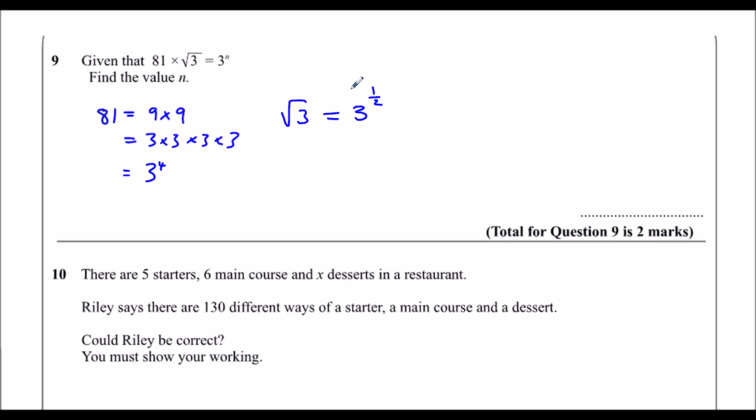So what we have here is 3 to the power of 4 times 3 to the power of a half. When we multiply indices, we add the powers. So we've got 3 to the power of 4.5, or 9 over 2. Any of those, 3 to the power of, I'll put 4.5. So n is 4.5, or 9 over 2.